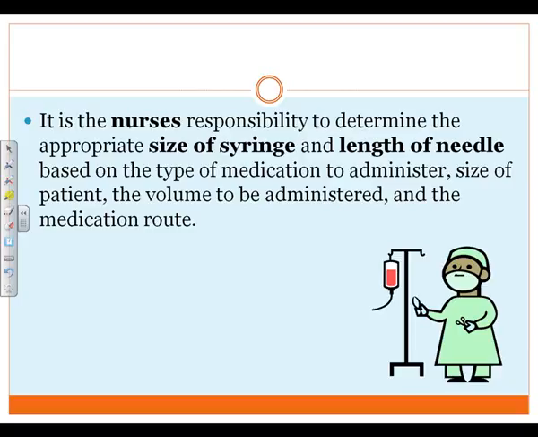Okay? Alright, it is the nurse's responsibility to determine the appropriate size of syringe and length of needle, based on the type of medication, the size of the patient, the volume to be administered, and the medication route. So that's a mouthful, so let me break that up and tell you exactly what that means. The physician doesn't write the order, Demerol 25 milligrams IM using a 21 gauge needle that's 1.5 inches long with a 3 cc syringe given in the dorsogluteal muscle. You get Demerol 25 IM. That's all you get. The rest of that stuff is up to you to determine what you need.